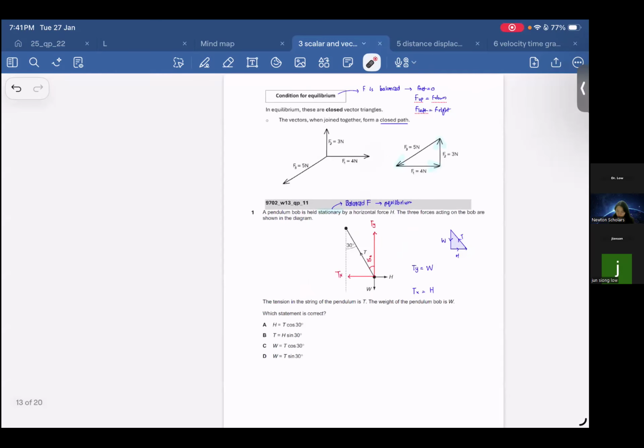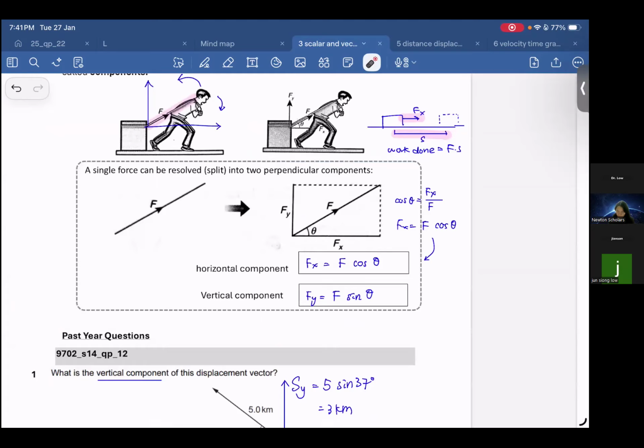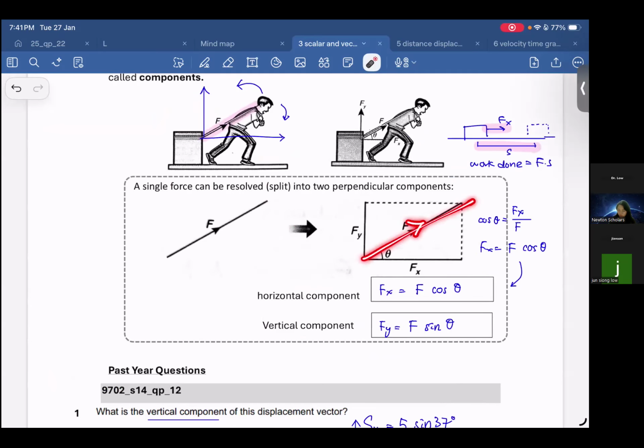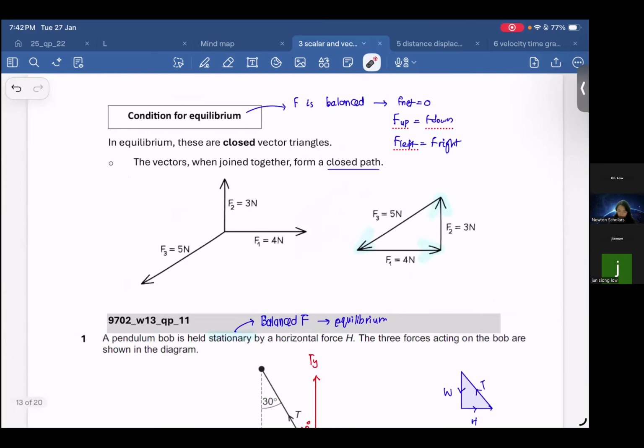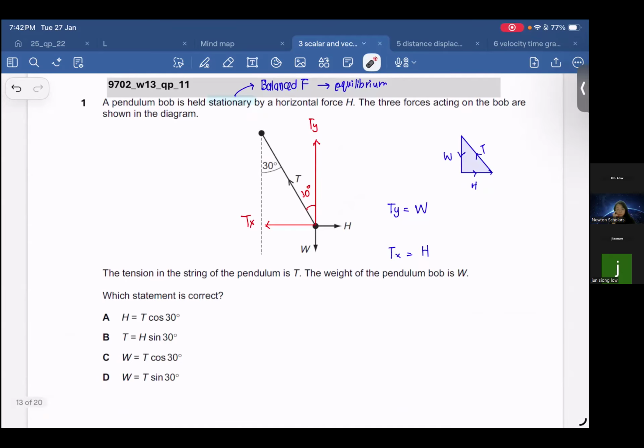So think about how you resolve it. This one is actually related to what we learned last week. F resolved into Fx will be F cos theta, then we get Fx. Then for the y component, without any angle here, it will be F sine theta equals Fy. So you apply this knowledge here. Can you tell me which statement is correct? Junxiong and Jiaxuan, try and then tell me your answer.